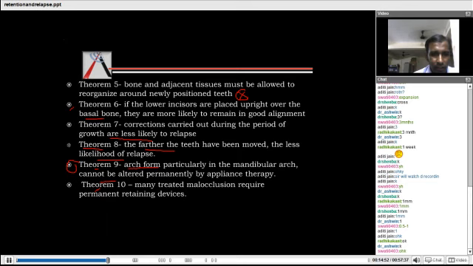Theorem 10 says any treated malocclusion requires a permanent retaining device, meaning sometimes you have to give a permanent retention in some cases of malocclusion, like crowding or space closure, anything. Clear, everybody understood? Different theorems, what is the concept of this?